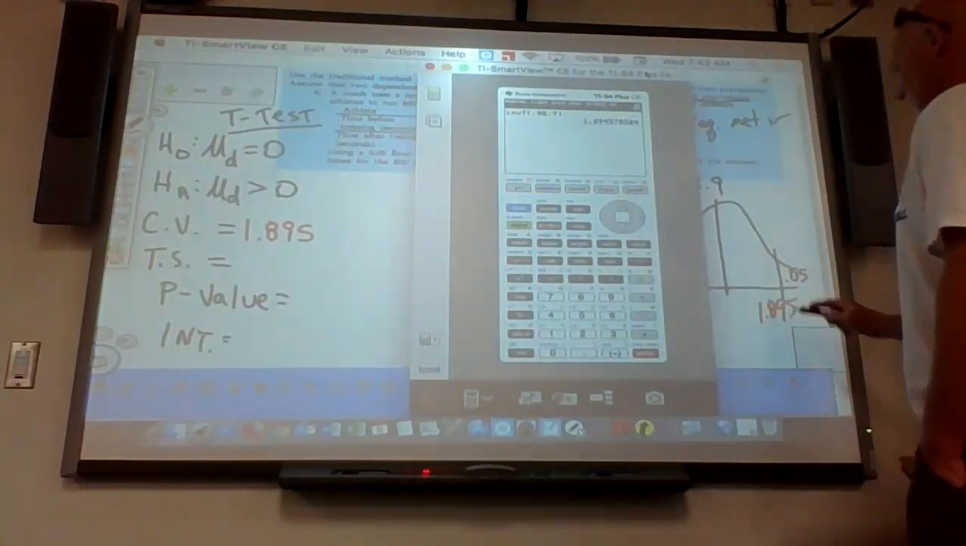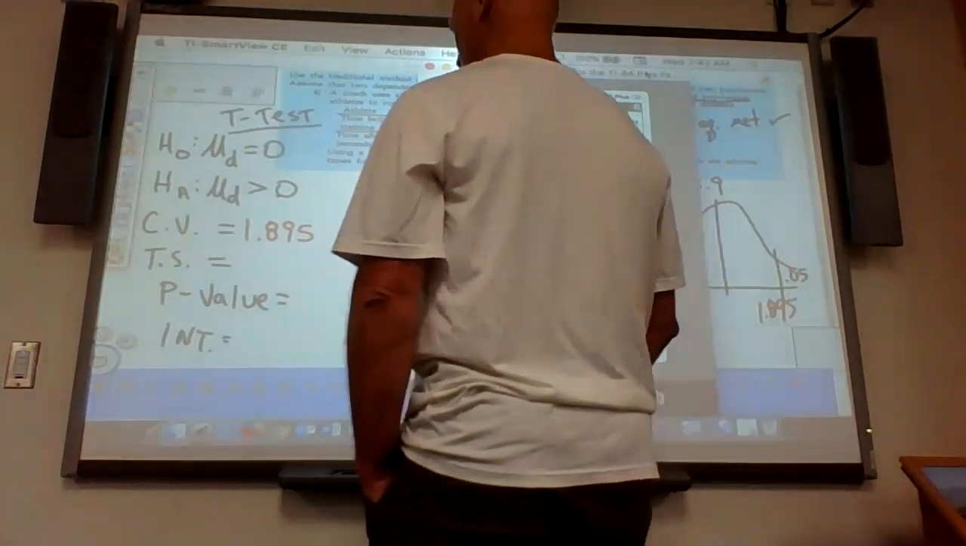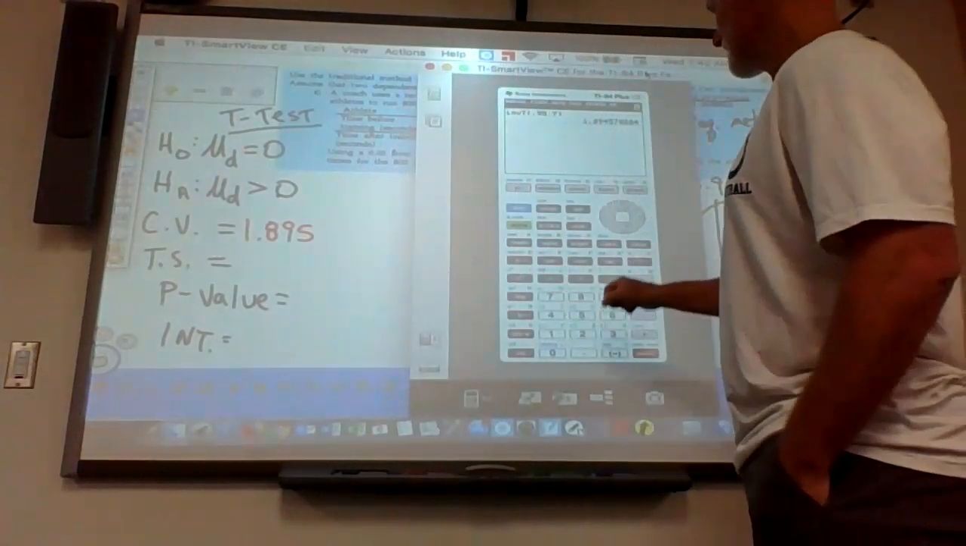And remember, this is kind of the line in the sand. If we're more than that, we're going to reject. If we're less than that, we'll fail to reject. And now we need to do our test statistic.